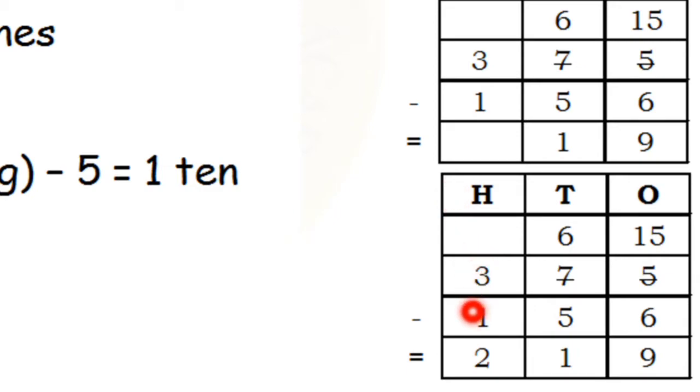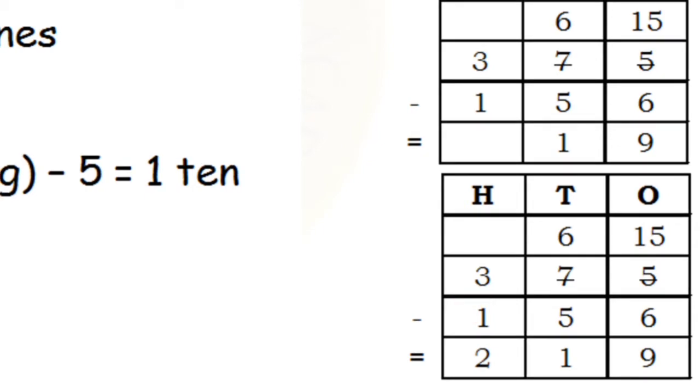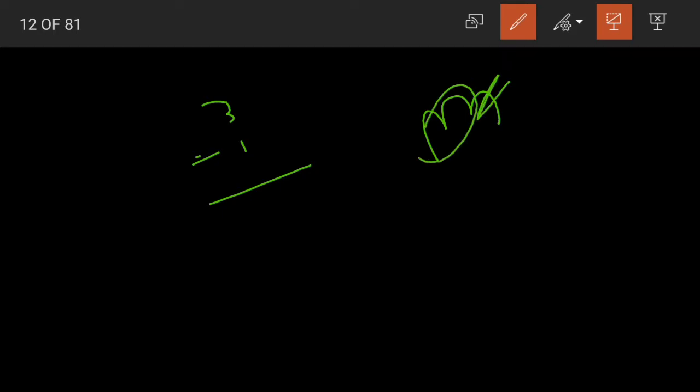3 minus 1. Yes children, again 2 ways of subtracting, right? One way is open 3 fingers and close 1. You will be remaining with only 2. So 3 minus 1 is equal to 2. What is the other way?